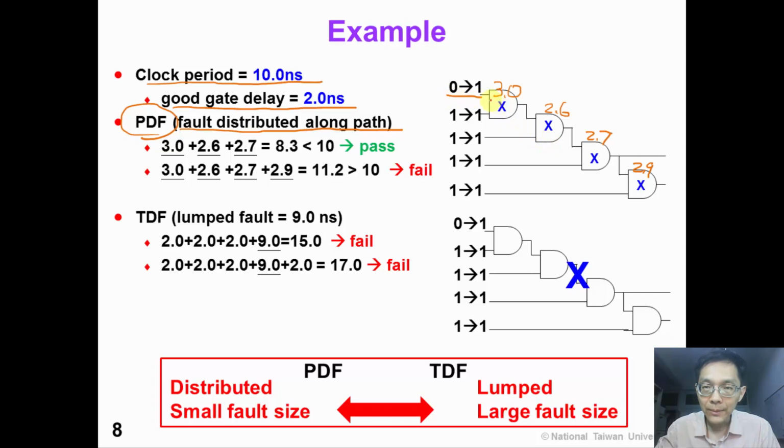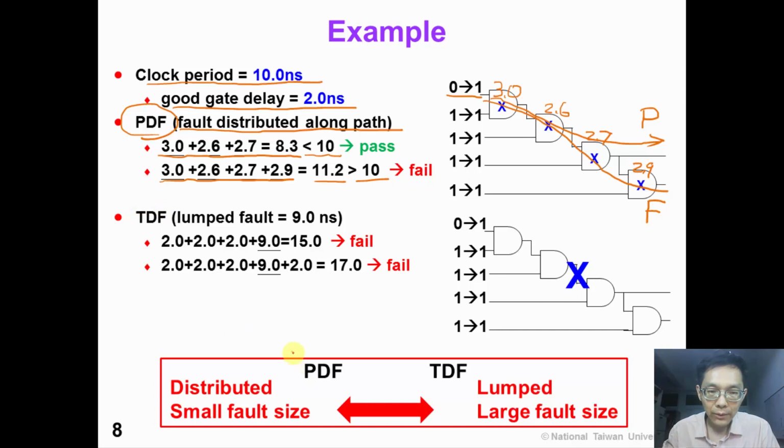If we apply this test and we observe the output along the short path, because the accumulated delay is 8.3 nanoseconds, which is still smaller than 10 nanoseconds, the circuit can pass the test. However, if we observe along the long path, the accumulated path delay is 11.2 nanoseconds, which is larger than 10. So the test result is fail.